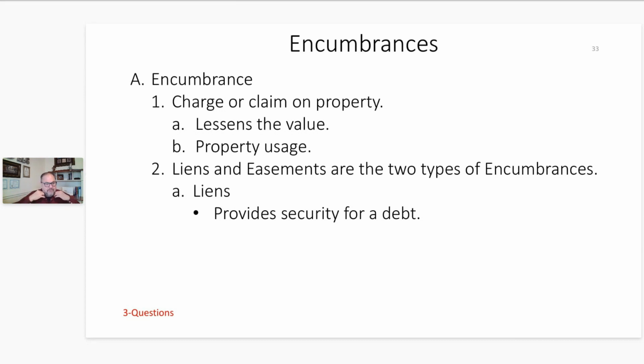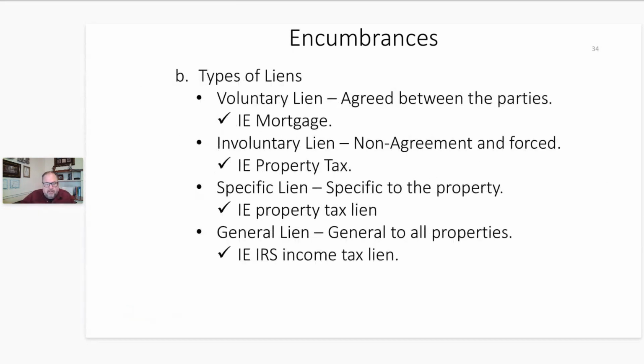Even if you don't pay my money back on a monthly basis, I can foreclose on the property. But I've got a lien on the property to protect me as far as my debt goes. So it's security for the debt. Now, the types of liens you want to know for the state exam: voluntary lien, which means it was agreed by the parties.